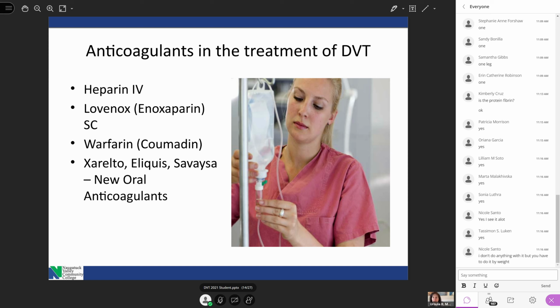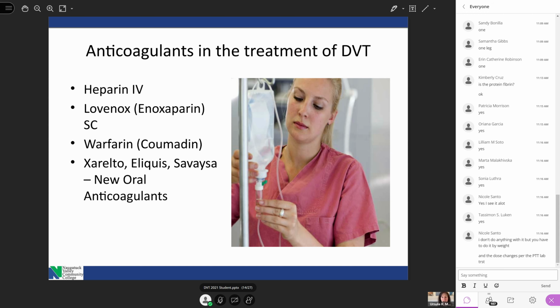I don't do anything with it, but you have to do it by weight. It's totally weight-based, so you have to convert the pounds the patient weighs to kilograms. That's why it's so important to get an accurate weight on these patients. You convert it to kilograms, and then you give them so many milligrams per kilogram. Does that sound familiar? You guys have been doing this. But then you have to round, and you have to check the PTT every so often, and then you adjust the dose per the PTT results. You do not have to know any of that. That's next year. You do have to know about heparin though.